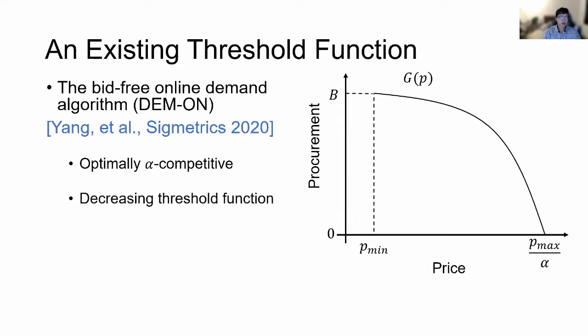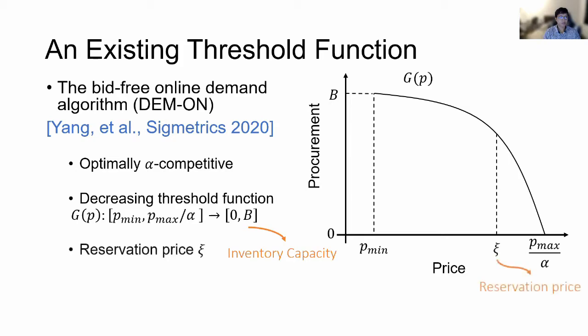This decreasing threshold function G maps the price P to a procurement level between 0 and B, where B is an inventory capacity. P min and P max refer to known lower and upper bounds for the clearing price. In addition, we have a reservation price Xi, which retains the last price at which we bought the asset. Now, this reservation price is maintained by an update rule.